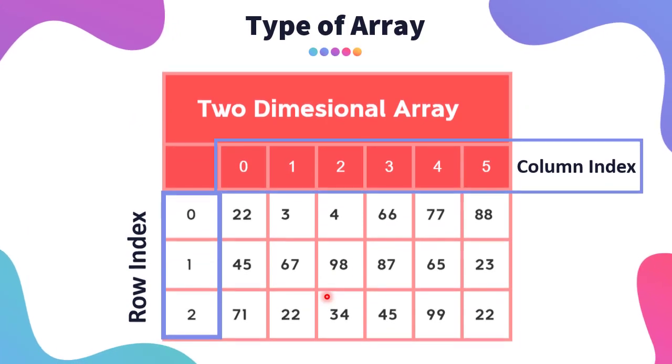And a two-dimensional array is like this. It has two indexes, that is column index and row index. And whenever we want to access any element, we have to see the intersection of row and column index. For example, 22 can be accessed using 0, 0. 67 can be accessed using 1 and 1. 66 can be accessed using 0 and 3. You can learn more about it in a video which is specifically on indexing of NumPy array.